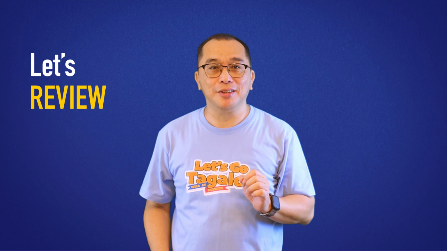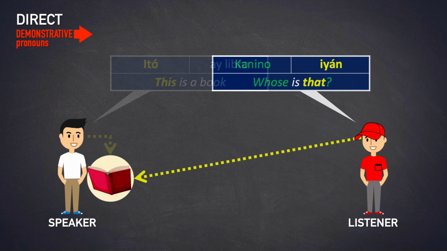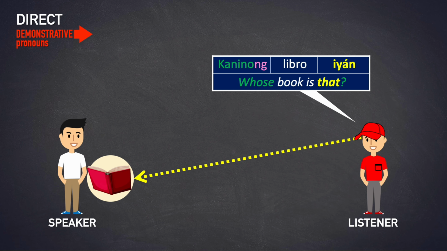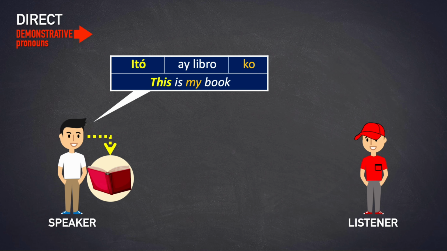Now, let's review the Tagalog demonstrative pronouns by mixing and matching the different categories in some simple sample sentences. Here goes. Ito ay libro. This is a book. Kanino iyan? Whose is that? Kaninong libro iyan? Whose book is that? Remember, we add the ligature ng to kanino to connect it with libro. Ito ay libro ko. This is my book.